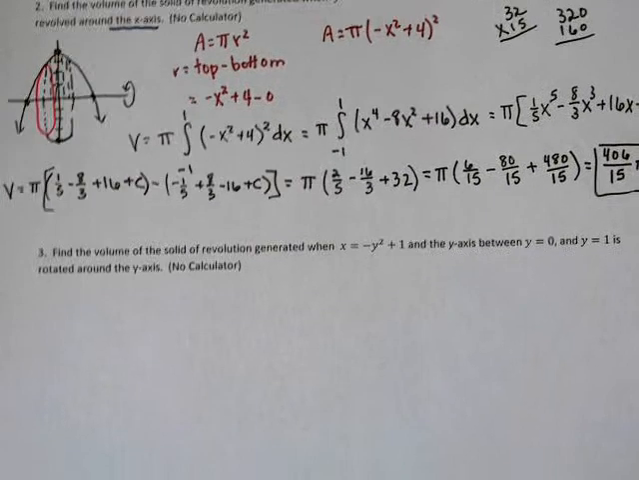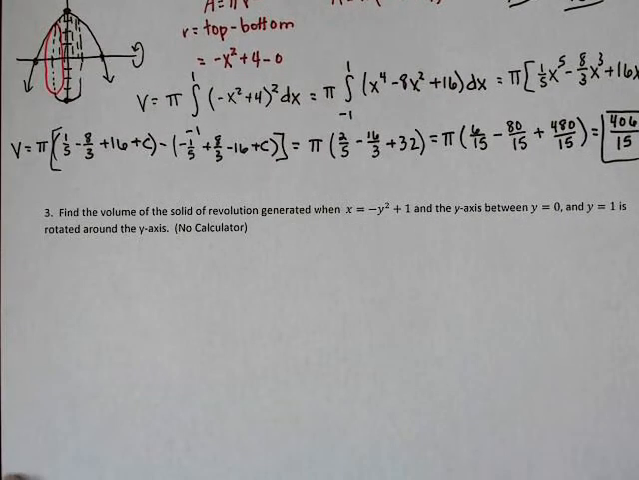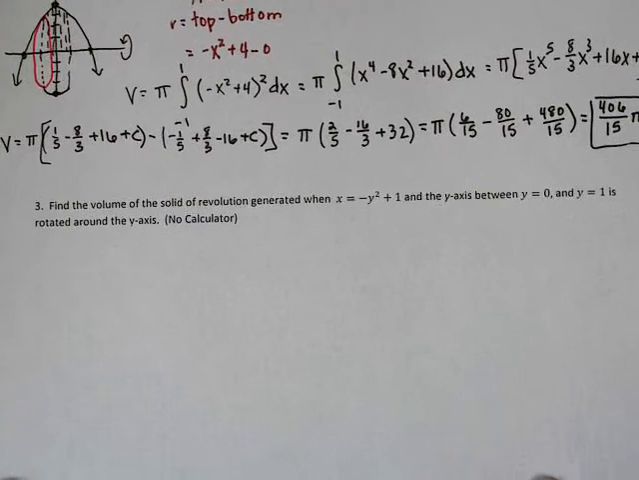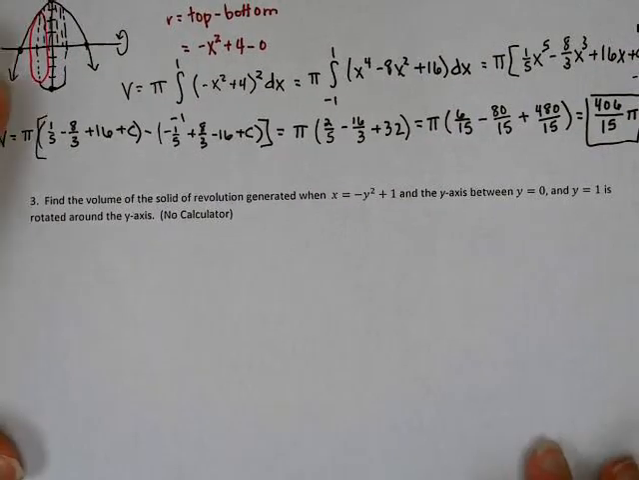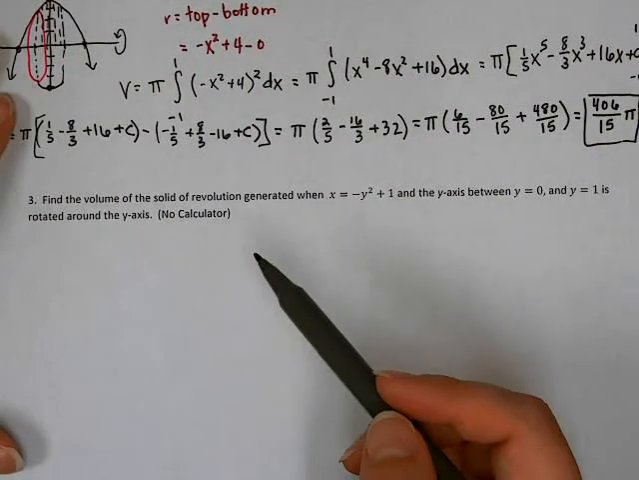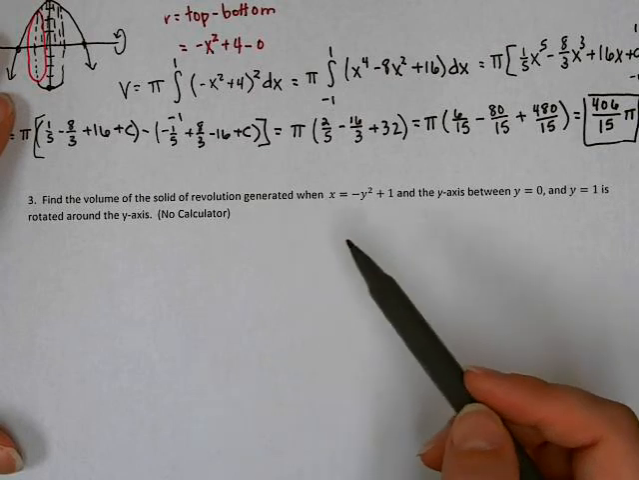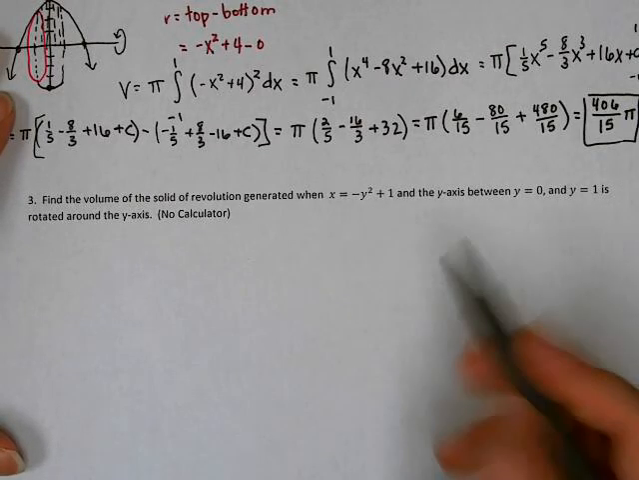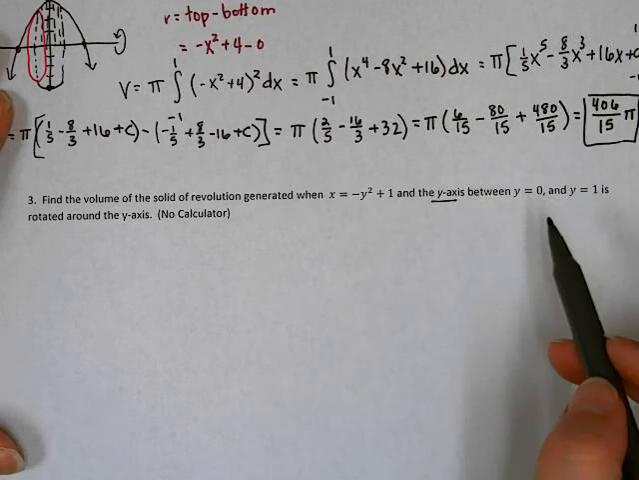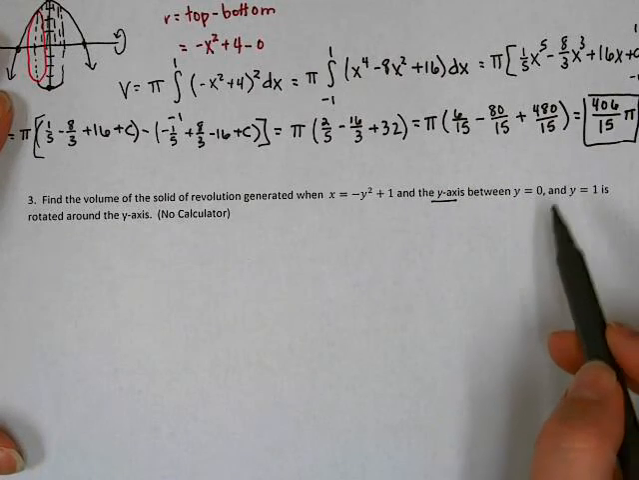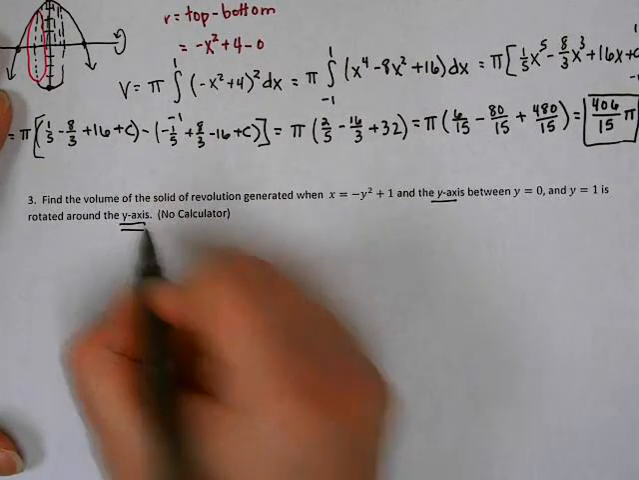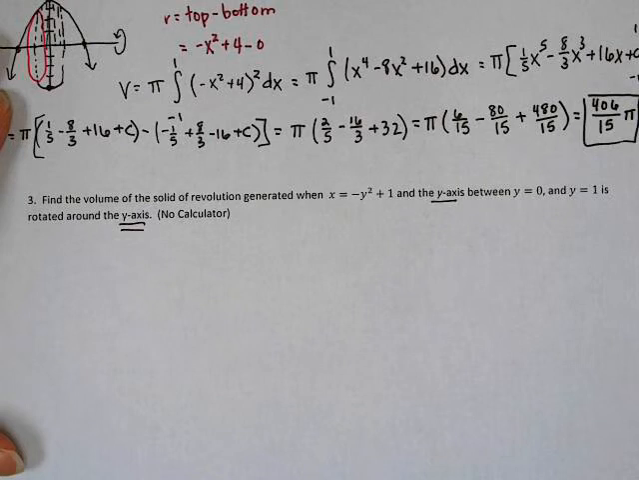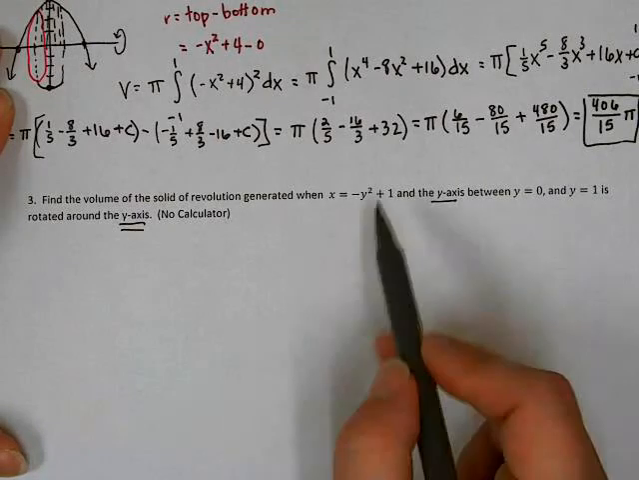We're going to do one more example because this one's just a little bit different. You'll notice it says no calculator, so it could potentially show up on the no calculator portion of the AP exam, but we're going to use a calculator just to make the video a little quicker. So find the volume of the solid generated by x equals negative y squared plus 1 and the y-axis between y equals 0 and y equals 1, so there's my interval, and it's rotated around the y-axis. So this one's going to be a little different because both of the ones we've done have rotated around the x-axis. So first we need to make a sketch.